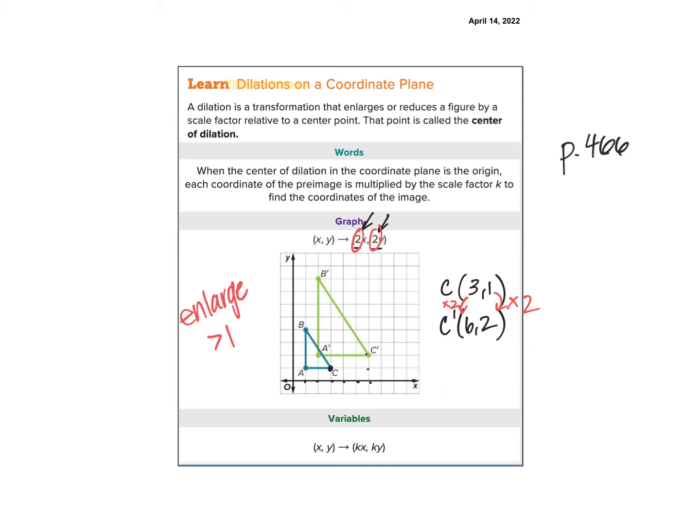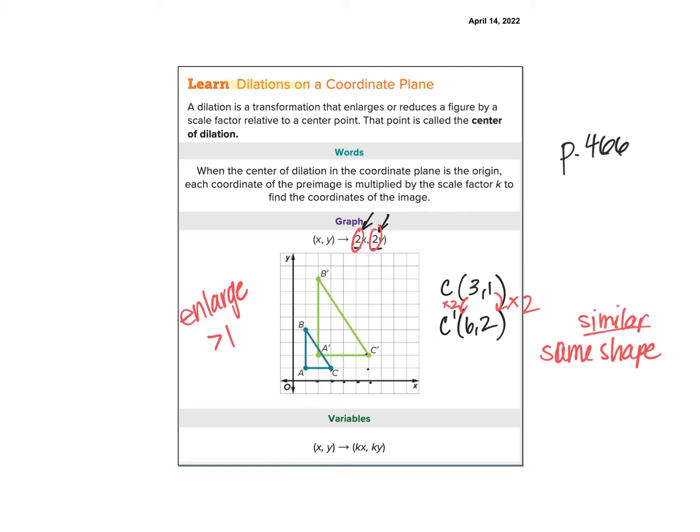Now I want to show you something else that is kind of cool. I showed some of the classes this, but if you take your pencil and go from 0, 0 to A prime, you might notice it makes a straight line. Same thing if I went from B to B prime to 0, it makes a straight line. Next thing I want to show you is, obviously the figures stay the same shape. They're the same shape, but different sizes. The word for that is similar, which we talked about.